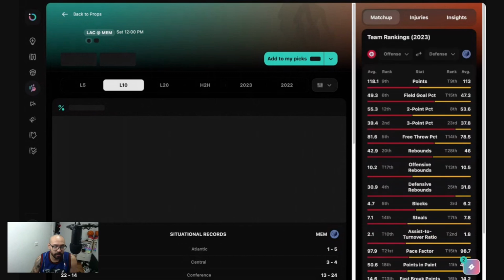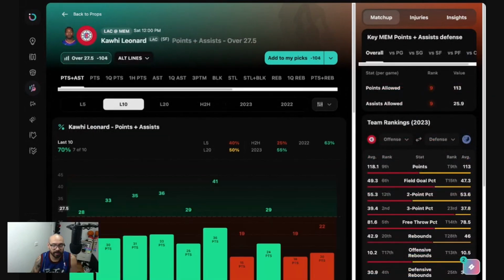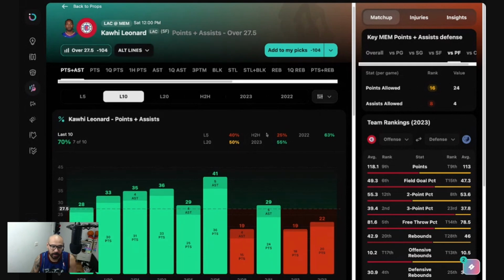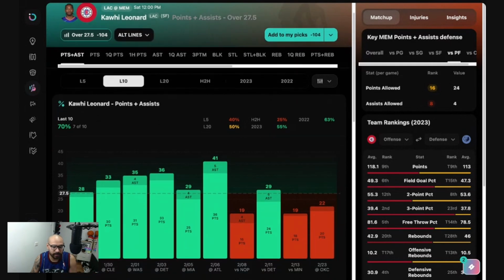Kawhi Leonard, over 27.5 points plus assists. So minus 104, the type of odds that we like. In terms of the matchup, points-wise, it's not bad. Assists, somewhat difficult matchup, but let's have a look at this. Over his last 10 games, he's hit this 7 times. He has gone under in his last 2.